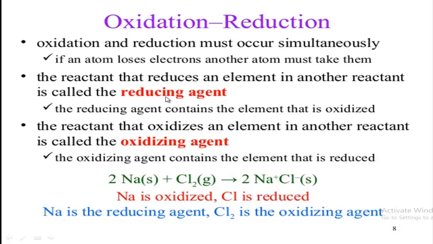And the reactant which helps in the reduction of another reactant but is itself oxidized is called the reducing agent. So here we can easily understand that if sodium is oxidized, the oxidizing agent will be chlorine, and if chlorine is reduced, then the reducing agent will be sodium.